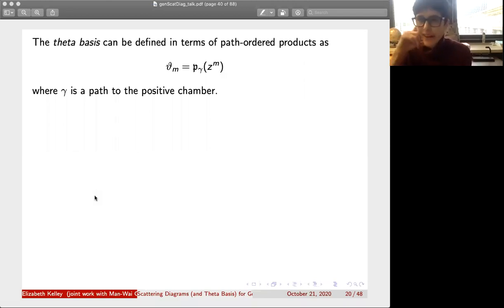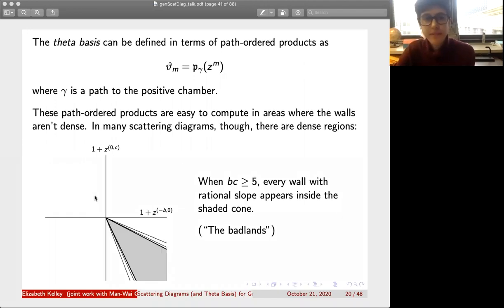And so the way it's defined is we take any lattice point, you take a path to the positive chamber, and that gives you a theta function parameterized by that point. And the whole collection put together gives you what's called the theta basis. And so these path-ordered products are not bad to compute in areas where the walls aren't dense. Like it might get a little gnarly. You might want a computer to do it for you.